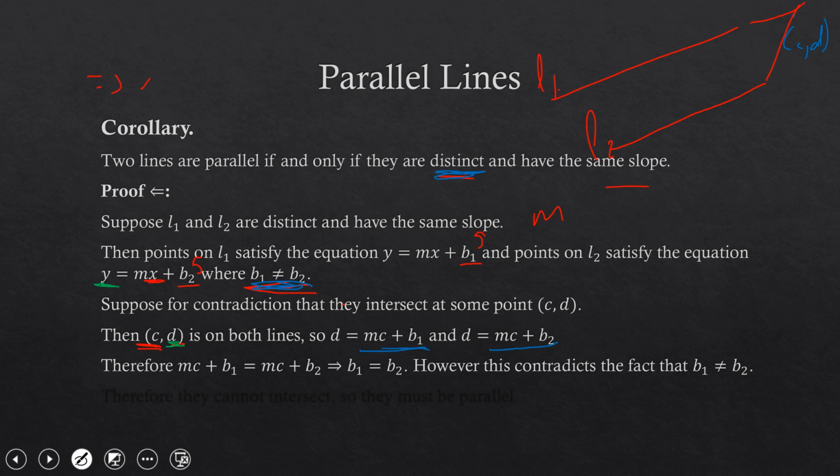So these are both equal to the same thing, right? Because they both equal d. And so if we subtract mc from both sides, that tells us that b1 equals b2, right? But that's a contradiction, because we said that they aren't the same. So the lines are distinct, and that tells us that b1 is not equal to b2. So it's impossible for b1 to be equal to b2 and b1 to not be equal to b2. So they can't intersect. So they must be parallel. And that's how we prove it by contradiction.